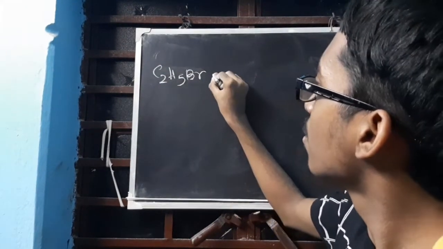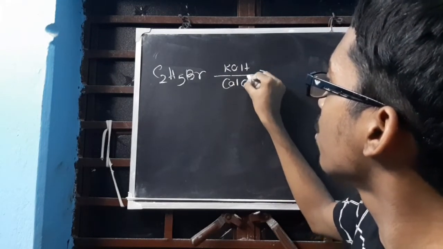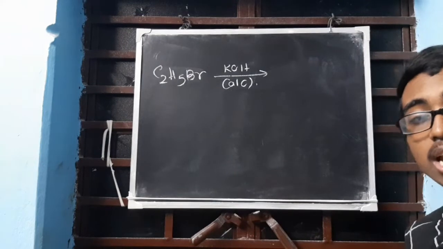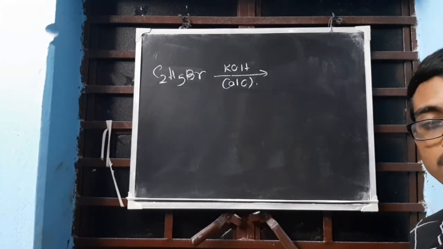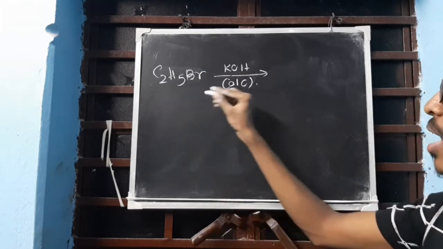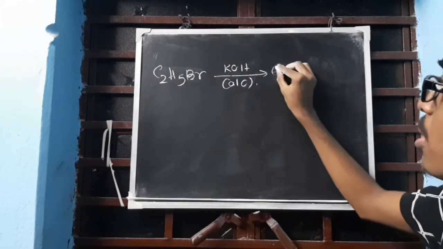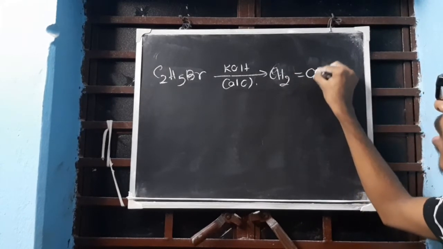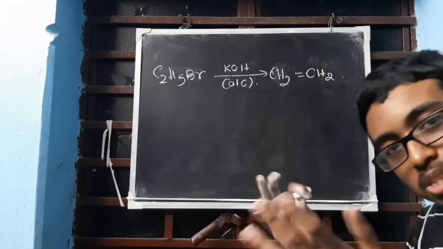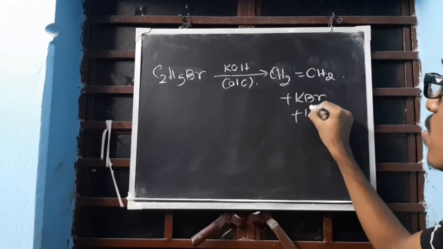C2H5Br. The reaction occurs in KOH alcoholic medium, that is hot and concentrated. Understood? Hot and concentrated KOH alcoholic medium. Upon reaction, it will give you C2H4, more prominently written as CH2 double bonded CH2. That's nothing but C2H4 only. Plus KBr plus water.